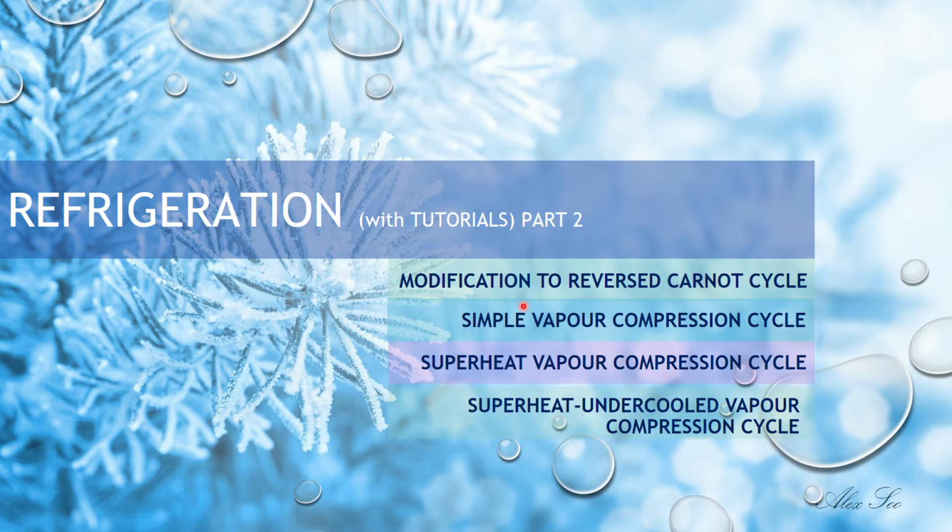We will be looking at the modification to the reverse Carnot cycle. Due to the impracticalities of the reverse Carnot cycle, we have what we call a simple vapor compression cycle. From the simple vapor compression cycle, we have either superheat, or superheat and undercooling. So this is the second part of our refrigeration.